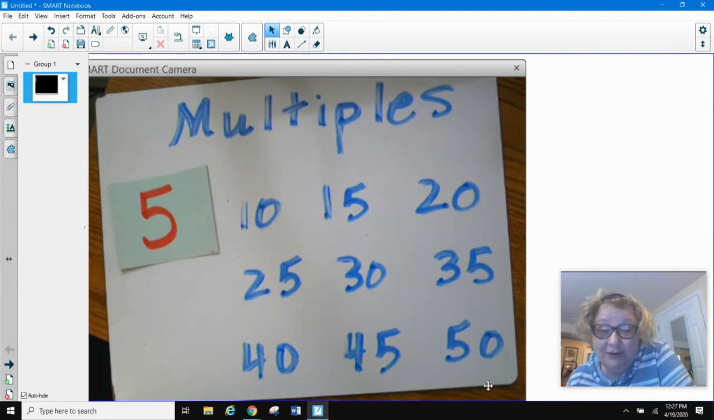Is 500 a multiple of 5? Does 5 go into 500 evenly? That's your question. And the answer is yes, absolutely. 500 is a multiple of 5. Okay, that one was kind of easy.